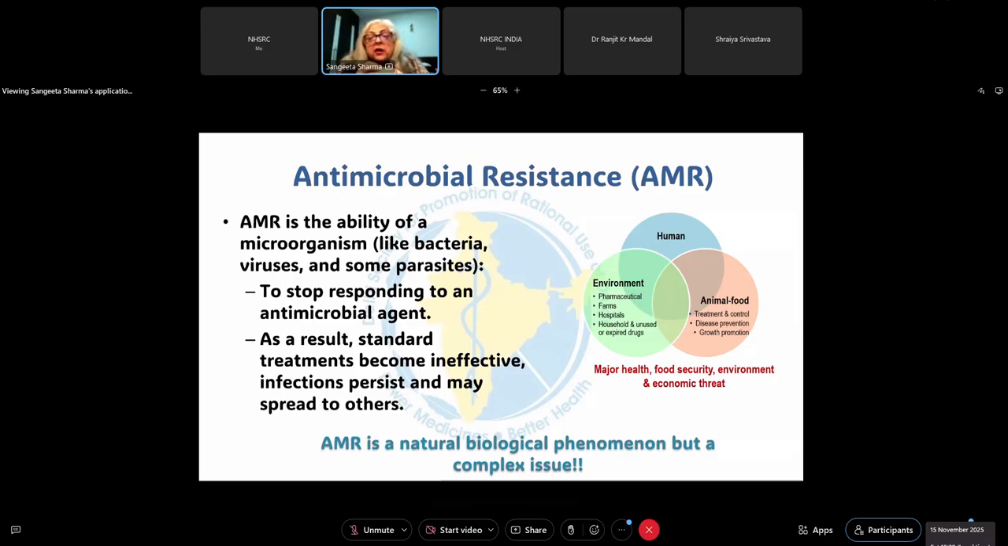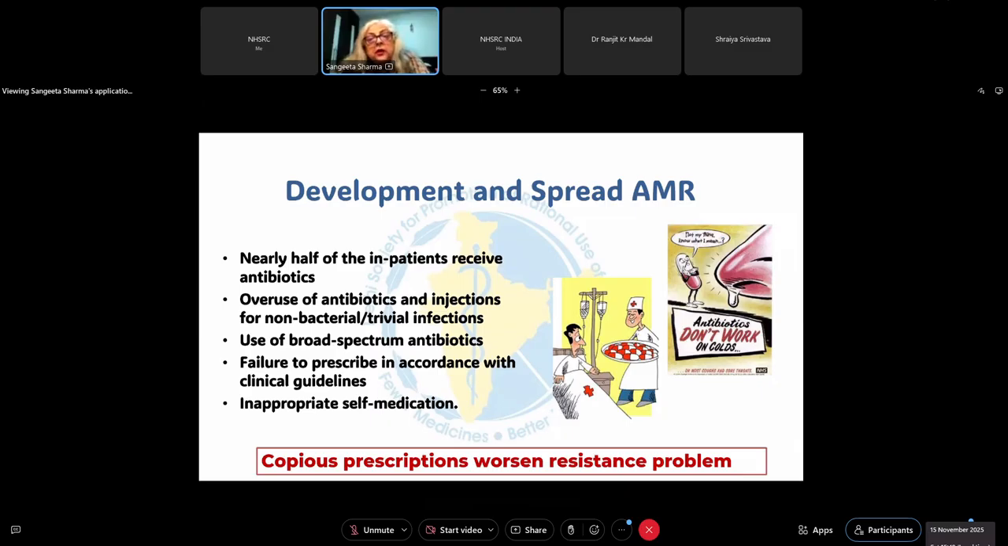But because of the indiscriminate use of these antibiotics, we harm, damage, or kill these good bacteria as well. So that is why it has become a major problem for us. Now, why is this? If it is a natural phenomenon, why are we concerned about it? Because overuse and misuse of antibiotics accelerates this process of development of resistance.